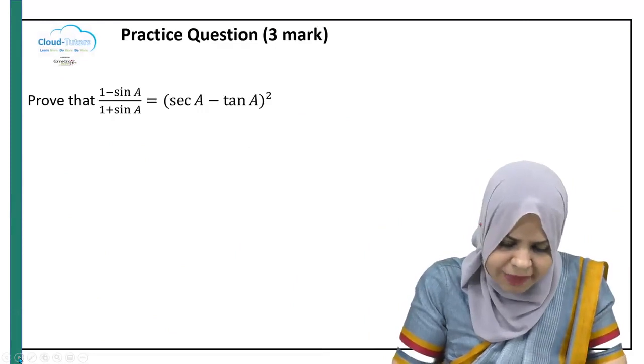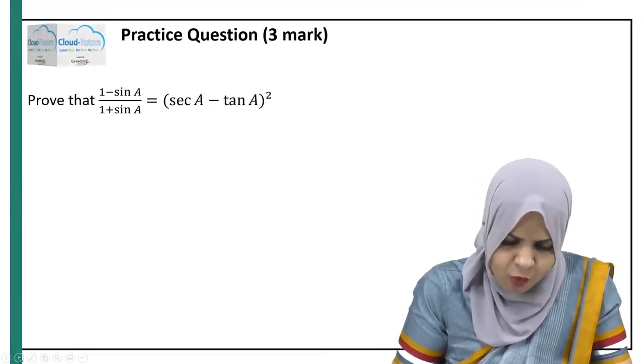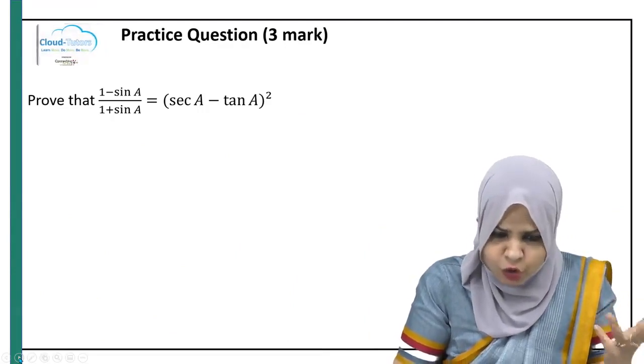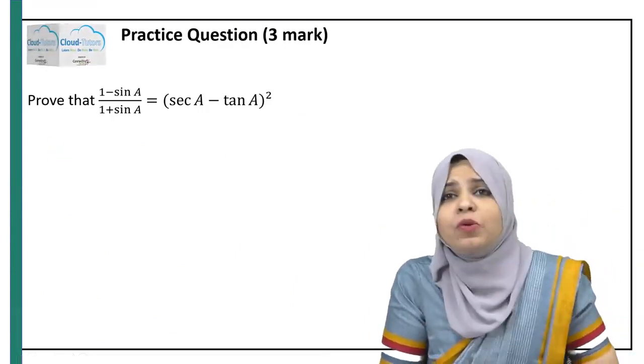Prove that (1 − sin A) by (1 + sin A) is equal to (sec A − tan A) the whole square. So how do we do this?